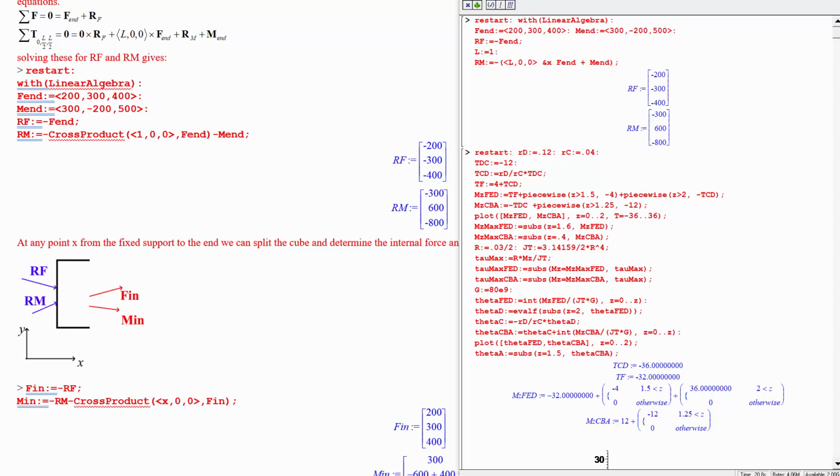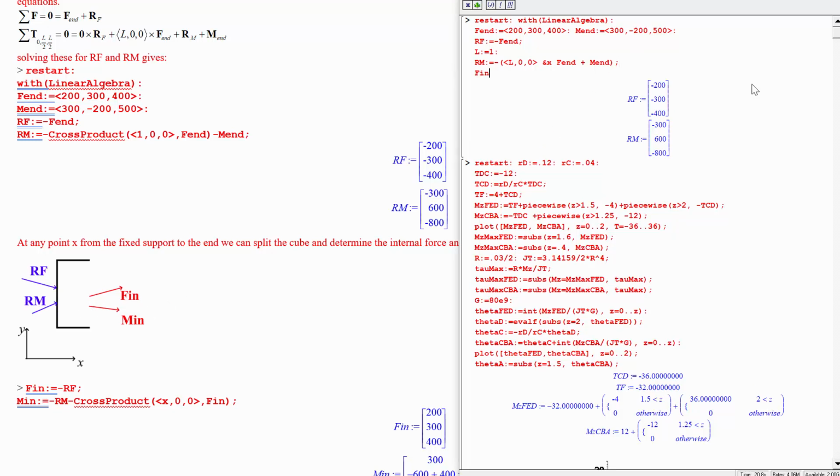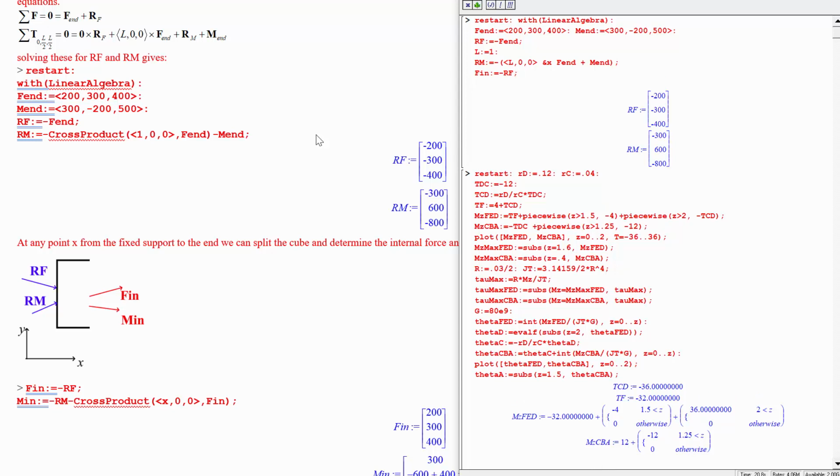Now that we've got that, you can imagine making a slice through the beam and looking at any cross-section and saying there has to be an internal force and moment that would counteract what's being applied there. So right away, the internal force, F internal, with no distributed load along the length, has to be equal to negative the reaction force, and the internal moment we could get by using the torque equation, right?